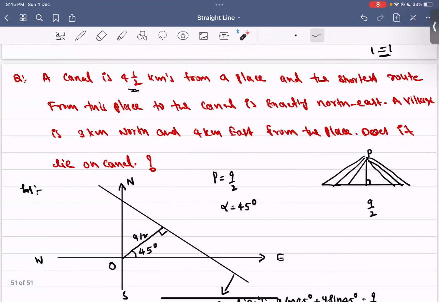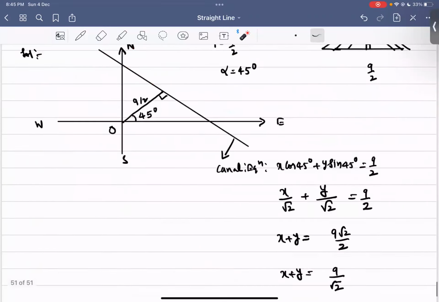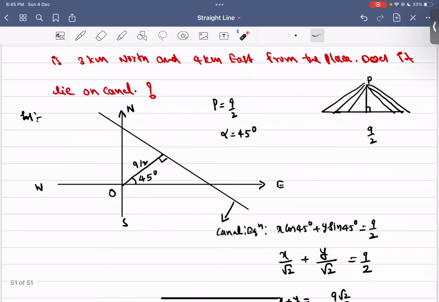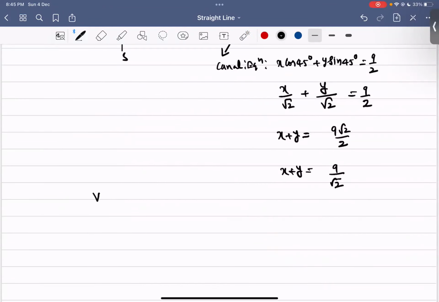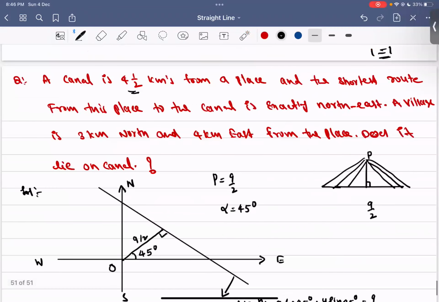Now, a village is 3 kilometers north from a place, from a place means from here. A village is 3 kilometers north and 4 kilometers east. Where the point exactly lies, we don't know. That's why I am not locating it. Just I am writing the village coordinates. So village coordinates are V(4, 3).